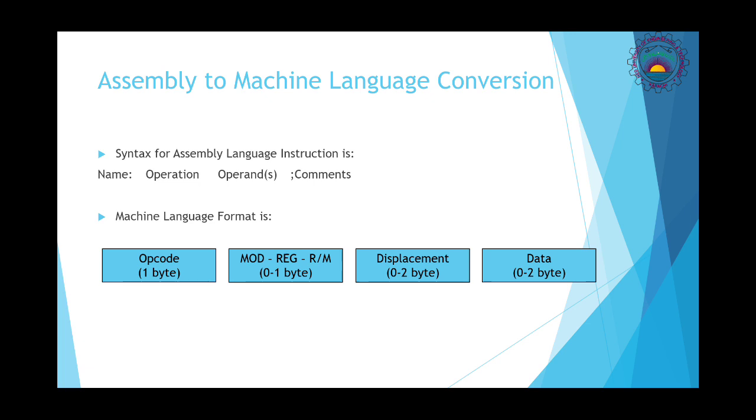In assembly language instructions, there will be four fields. First one is the name field. Second one is operation field, that is the mnemonic of instruction. Then there may be one operand or more than one operands present in any instruction, or some instructions are having no operand. So third field is operand field, that may be present or not. After semicolon, whatever you write will be treated as the comment. So that may be an explanation of the instruction or something else.